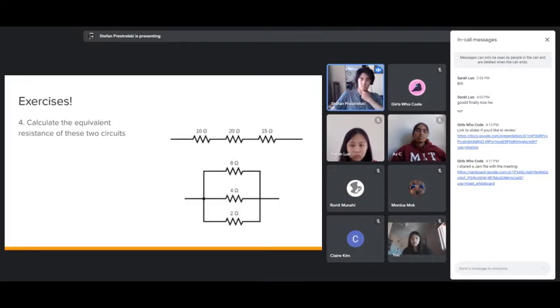Here's a short exercise. We have a couple of groups of resistors. Calculate the equivalent resistance of each of these two groups of resistors. So you're going to need two answers for this one.